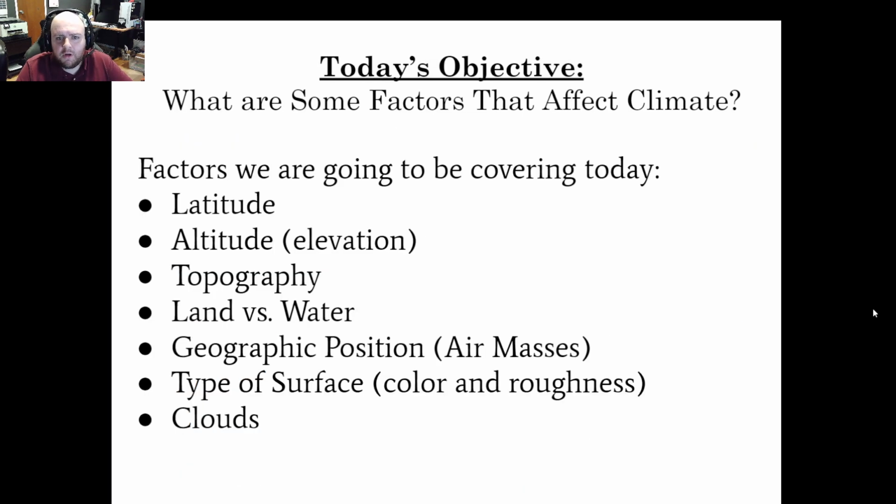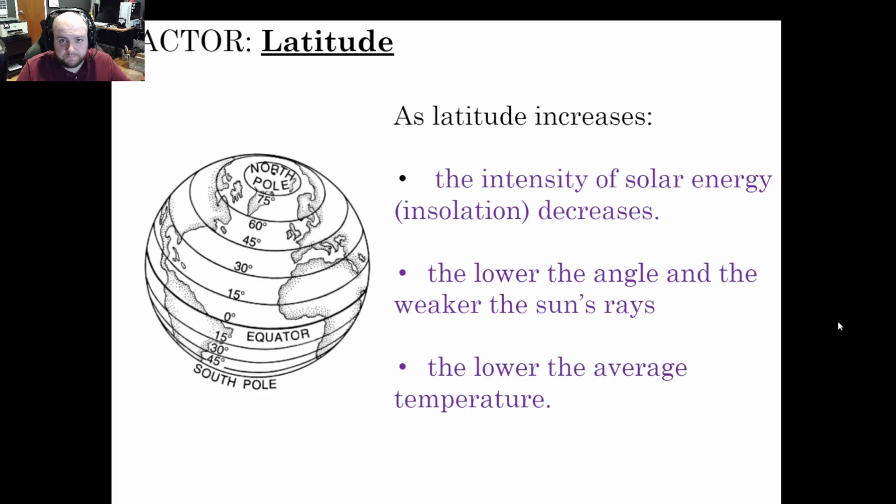We're going to talk about all of the factors that you see here, and that's everything covered in your notes, from latitude all the way down to clouds, because all of these things will affect the climate of an area. Let's start with latitude. This, I would say, is probably the most complicated of them, so we'll get that out of the way first. As you increase your latitude, meaning going from the equator up towards the North Pole or down towards the South Pole, the intensity of the solar energy decreases.